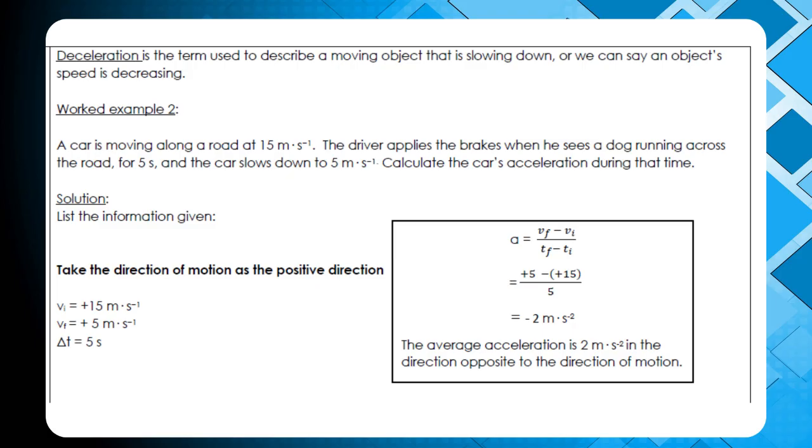Deceleration is the term used to describe a moving object that is slowing down, or we can say an object's speed is decreasing. Worked example 2. A car is moving along a road at 15 m·s⁻¹. The driver applies the brakes when he sees a dog running across the road, for 5 s, and the car slows down to 5 m·s⁻¹. Calculate the car's acceleration during that time. Solution. List the information given. Take the direction of motion as the positive direction.